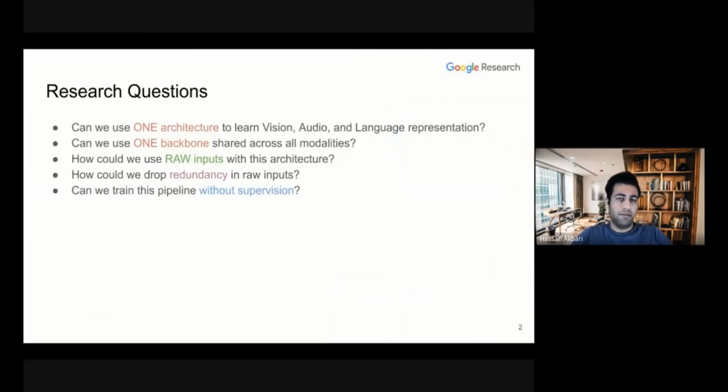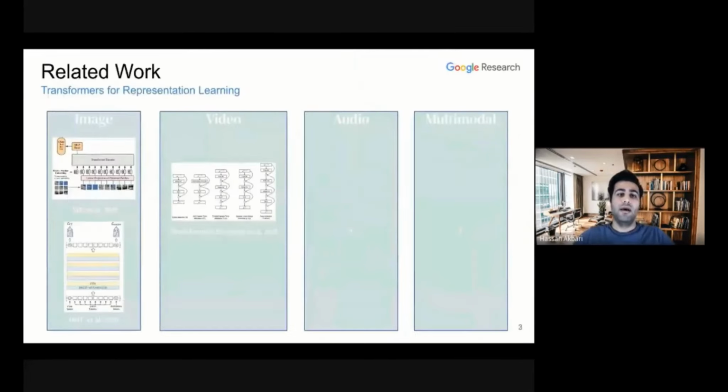The research question that we are trying to answer in this paper is, can we have one architecture to learn multimodal representations? And if so, can we share that architecture as one backbone across different modalities? Also, can we operate on raw inputs, and how can we deal with redundancies? And the last question, which is also the most important one, is can we train this pipeline end-to-end without supervision?